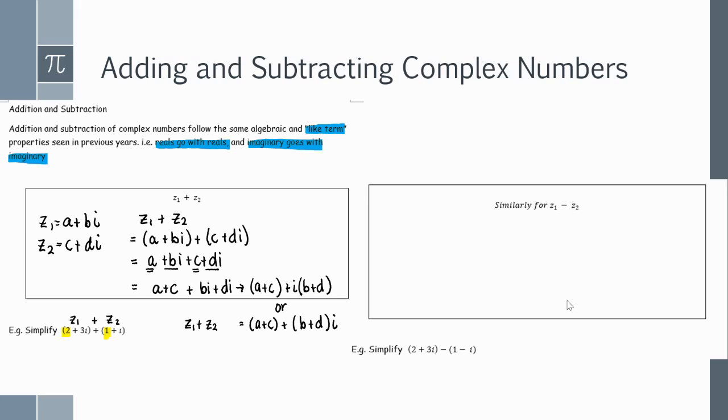So we'll have 2 plus 1, my real parts added together. And I have positive 3i plus a positive i for my imaginary parts added together. Let's see what you come up with.